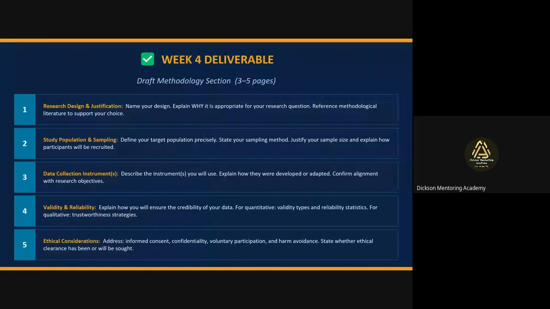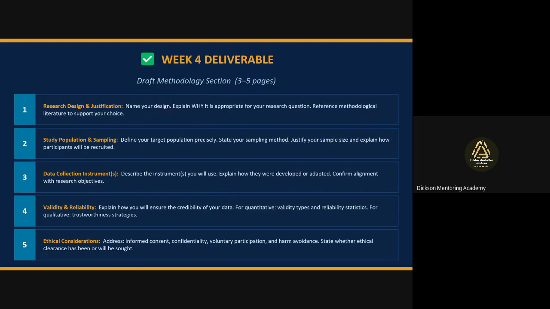What are the deliverables I expect from us at the end of this study before next week? One, your research design and justification. To be able to name your design, explain why it is appropriate for your research question, reference methodological literature to support your choice. Two, study population and sampling. Define your target population precisely, state your sampling method, justify your sample size, and explain how participants will be recruited.